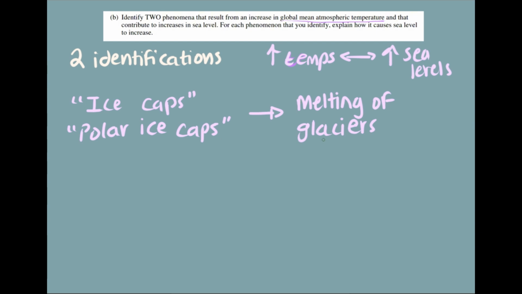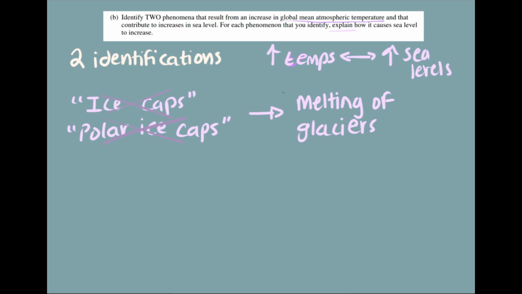But melting of glaciers is definitely a phenomenon that can happen. And remember, for each one that we identify, we also have to explain how it causes sea levels to increase. So if I said melting of glaciers, well, as the ice melts, the amount of water in the ocean is going to increase. So that would be my explanation. So again, don't just put ice caps, don't just put polar ice caps. Make sure you're explaining what's happening.